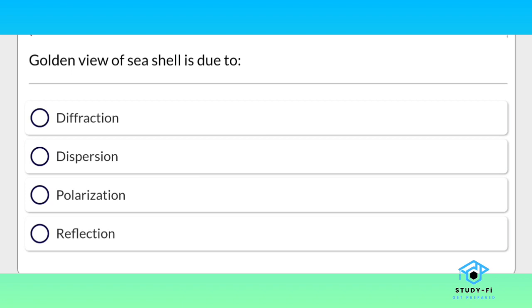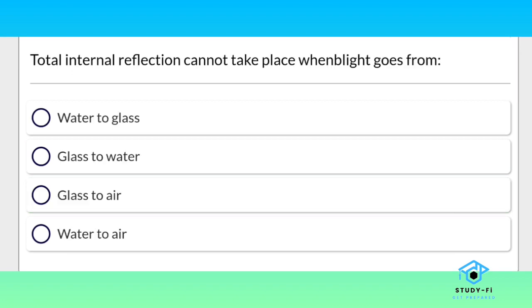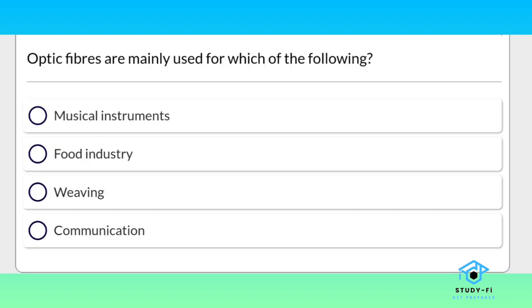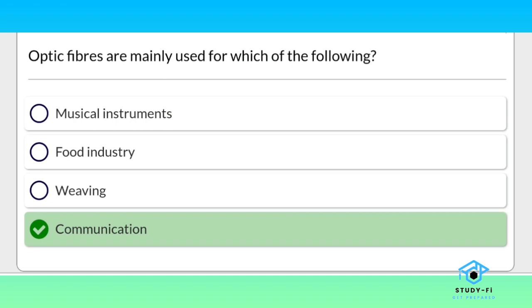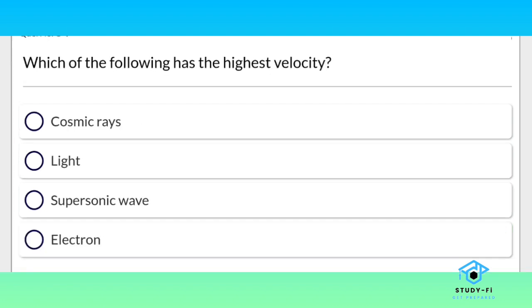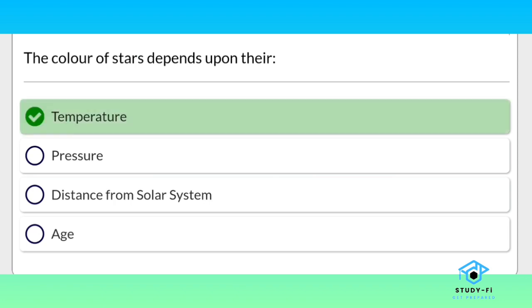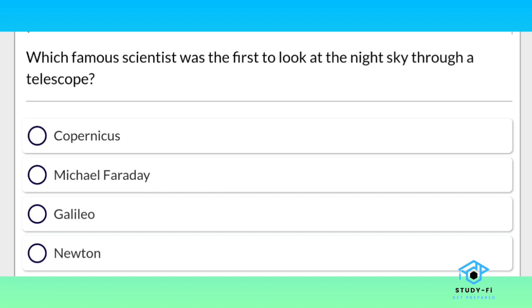Golden view of seashell is due to polarization. Total internal reflection cannot take place when light goes from water to glass. Optic fibers are mainly used for which of the following? Communication. Which of the following has the highest velocity? Light. The color of stars depends upon their temperature. Which famous scientist was the first to look at the night sky through a telescope?